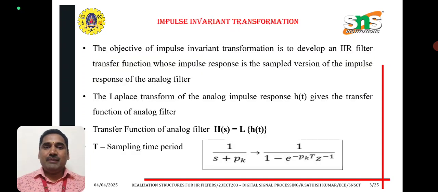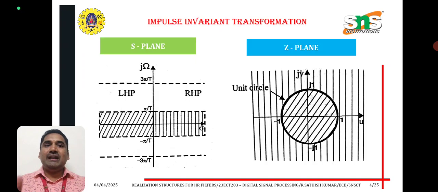Now, what is meant by impulse invariant transformation? The impulse invariant transformation is to develop an IIR transfer function whose impulse response is the sampled version of the impulse response of the analog filter. The Laplace transform of the analog impulse response h of t gives the transfer function of the filter. H of s is equal to Laplace transform of h of t. 1 by s plus pk is equal to 1 divided by 1 minus e power minus pk T into z inverse. This is nothing but impulse invariant transformation from S plane to Z plane.